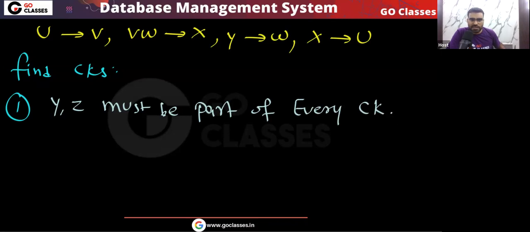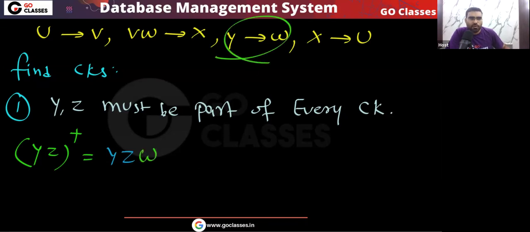Tell me, is YZ enough? What is the closure of YZ? YZ can determine YZ. Y can determine W. Yes or no? Now YZW, that's it. So you can see YZ is not enough.